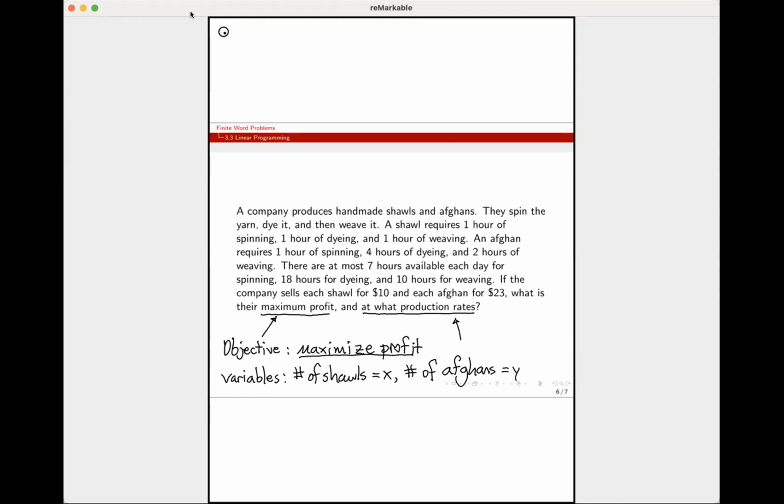Okay, and since those are our variables, we can now come up with the objective function. We know that we get $10 for each shawl, and $23 for each afghan. So 10 times the number of shawls plus 23 times the number of afghans is what we're trying to maximize. So I'll just call this Z, right? We want Z to be as big as possible to maximize our profit. Okay, so let's write down some constraints now.